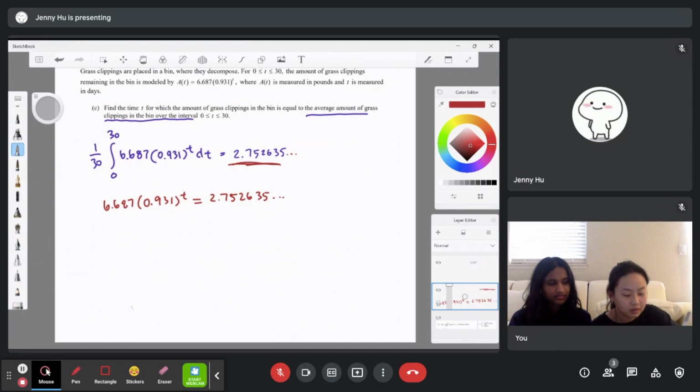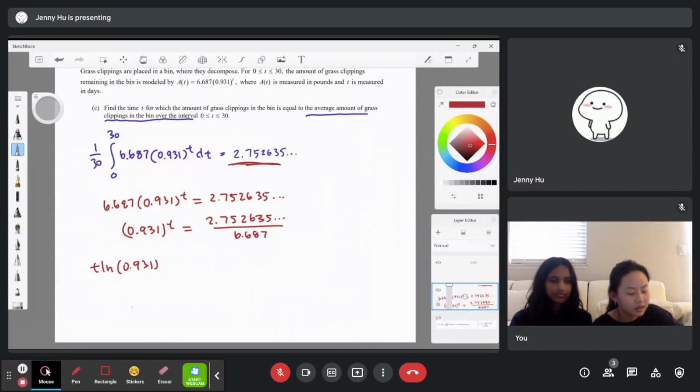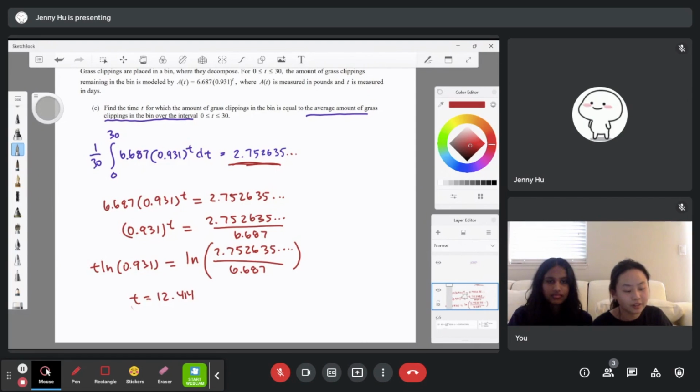And so we could just solve for this algebraically. You divide both sides by 6.687. And then you can just ln both sides. And then the t becomes a coefficient because of rules of log. And then that gives you this. And then you can just divide both sides by ln of 0.931. And your final answer should be 12.414 rounded to the third decimal.